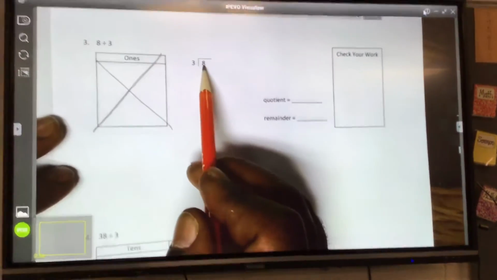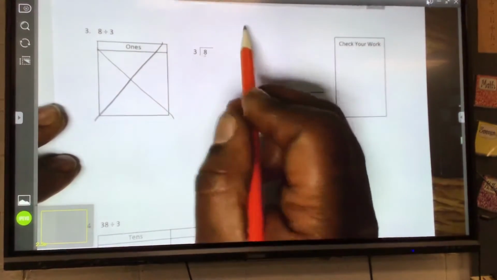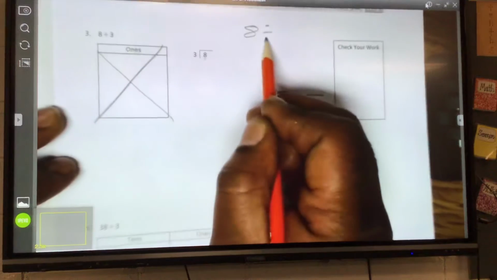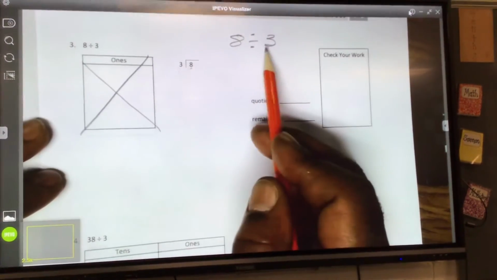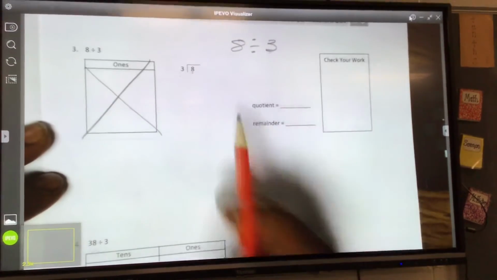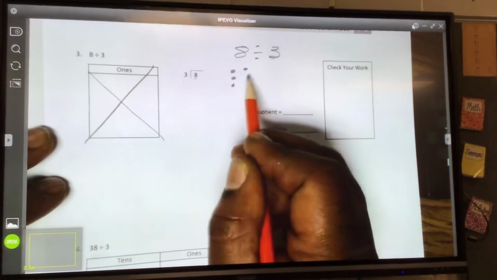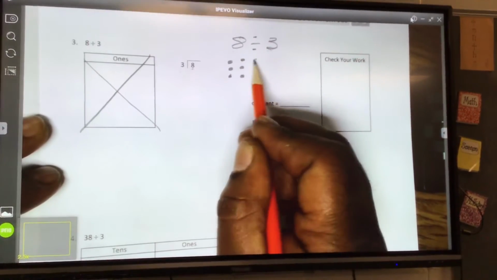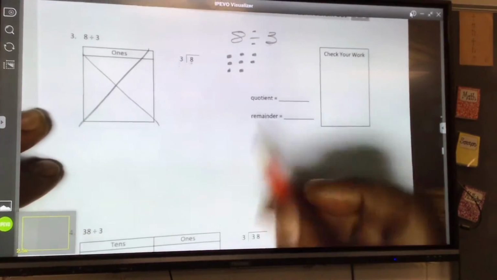Now, we say what's in the house first. 8 divided by 3. I normally look at 8 divided by 3 like this. So, I'm going to go to 8, but in multiples of 3. So, that's 1, 2, 3, 4, 5, 6, 7, 8. I'm going to circle my groups of 3.